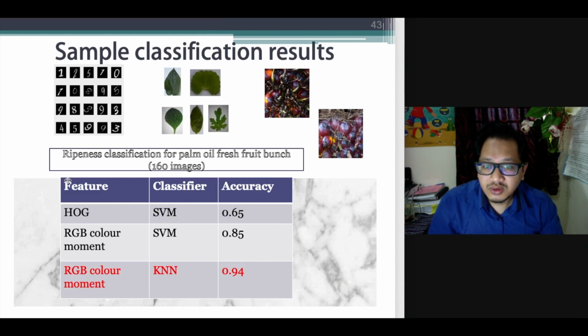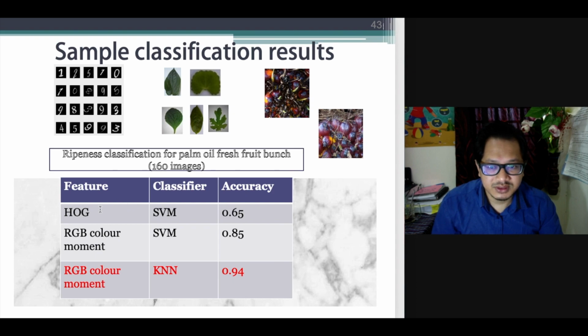Okay, so we look over here for this one. Ini ada test cuba buat. This one ripeness classification of palm oil fresh fruits bunch. Kelapa sawit kita nak tengok dia dah masak ke belum. Dia train guna 160 images. Sikit je lah, tak ada banyak sangat, tak sampai ribu-ribu. And then dia cuba test juga guna classifier SVM, and then kalau guna KNN. Okay, ini dia punya features.